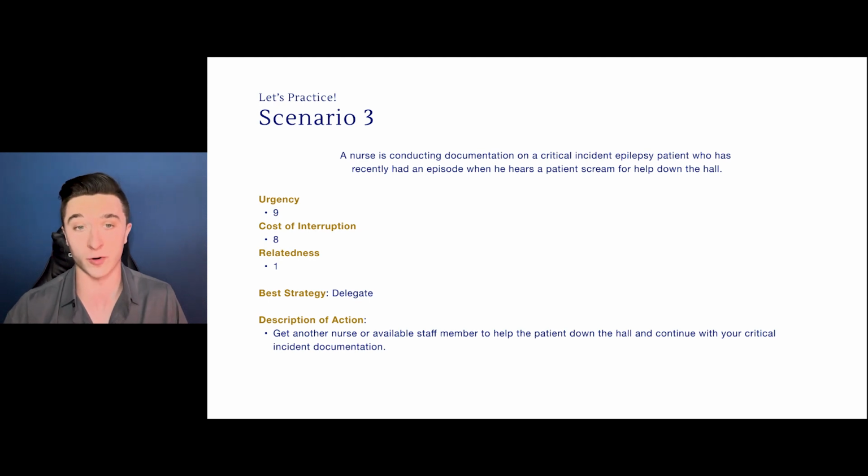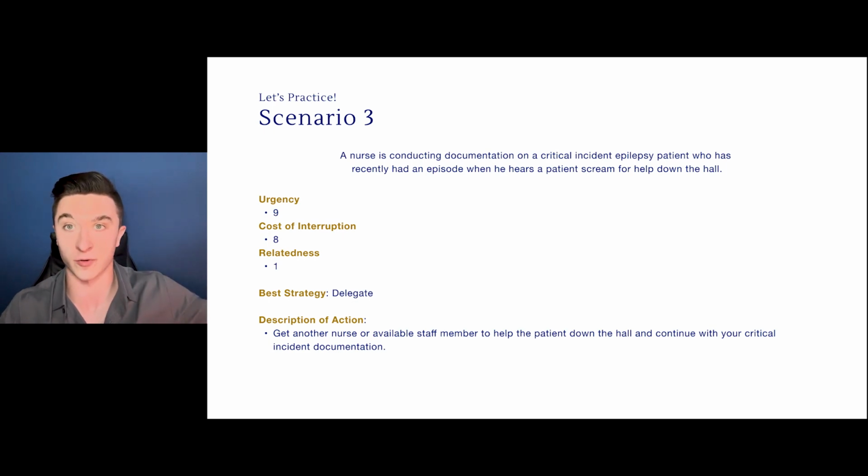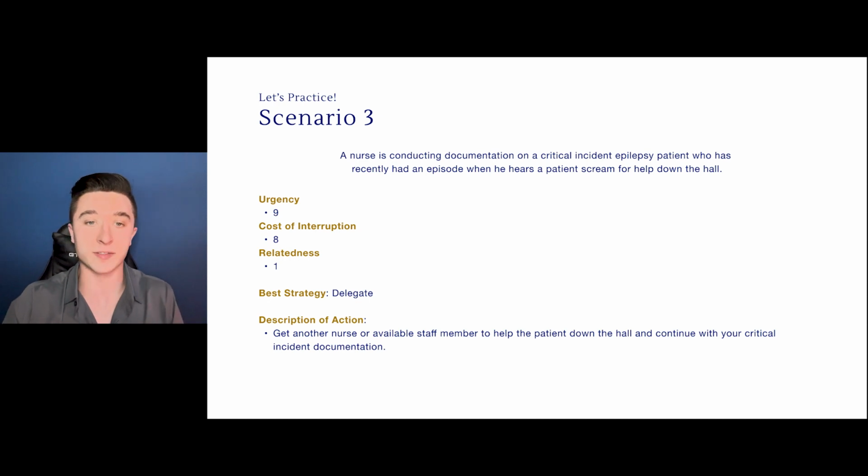It would be very, very detrimental to leave in the middle of documenting and stabilizing a critical incident like an acute seizure, but a patient screaming for help could be equally or perhaps even more serious. So because the interrupting task needs to be handled now, you need to avoid leaving what you're doing, and you will need to get somebody else to handle this.